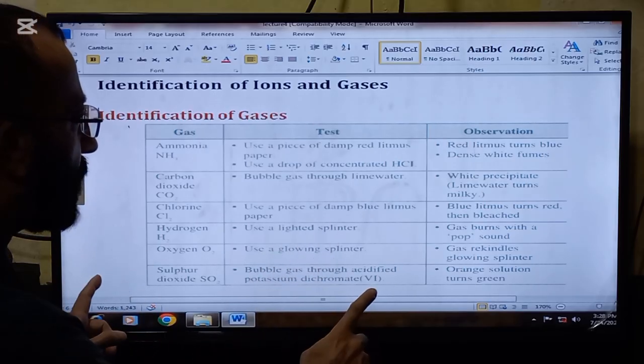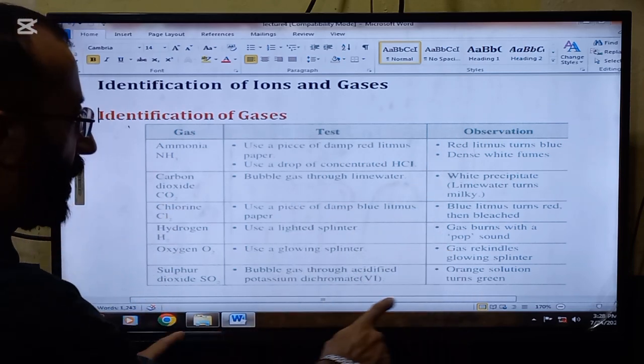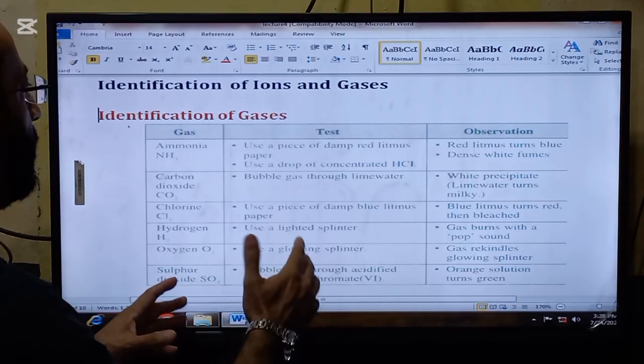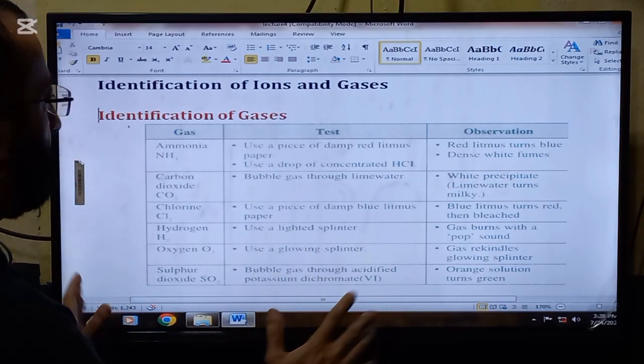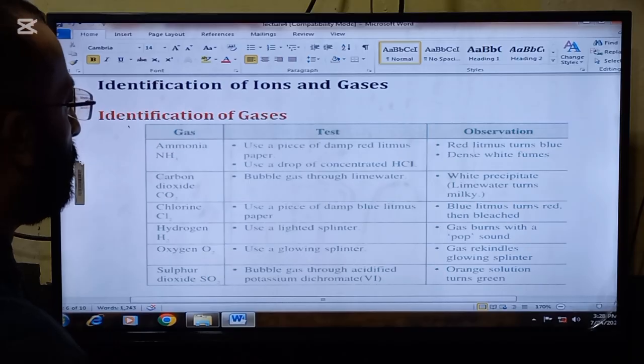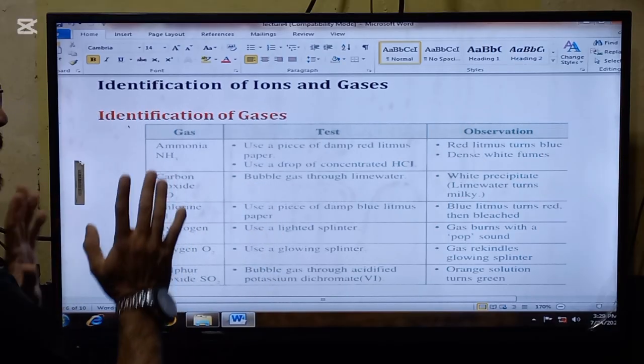So here are some tests and observations which you have to learn. If you learn this table, then the identification of the gases topic will be covered in your syllabus as far as your paper number 4 chemistry paper is concerned. So the first gas that is going to be identified is ammonia gas.